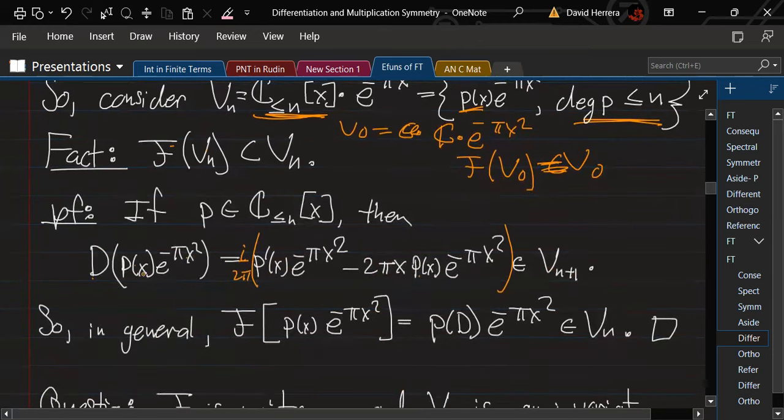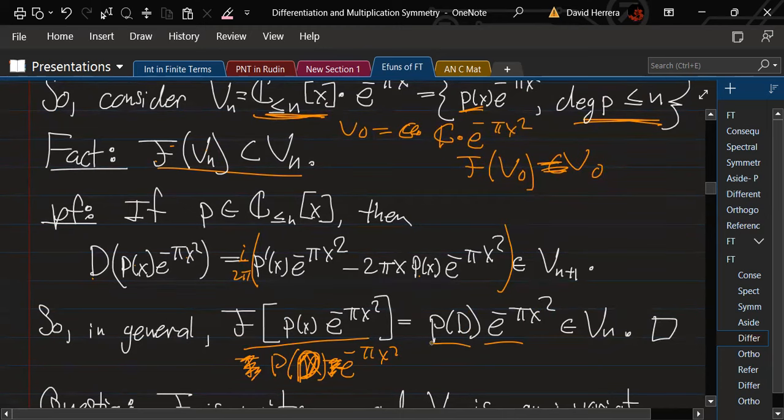So in general, I want to show this. So let's do f of some polynomial of degree n at most times the Gaussian. Now when I do this, this is the Fourier transform of p of operator x, the Gaussian. Now when I move the p of x over, it turns into p of d times the Gaussian. The Fourier transform, when I move it over, turns into a d. The f hits the Gaussian, doesn't do anything because it's an eigenfunction with eigenvalue 1. So I get p of d times the Gaussian.